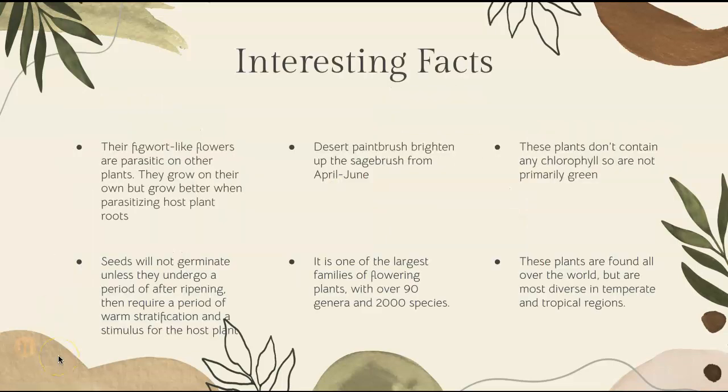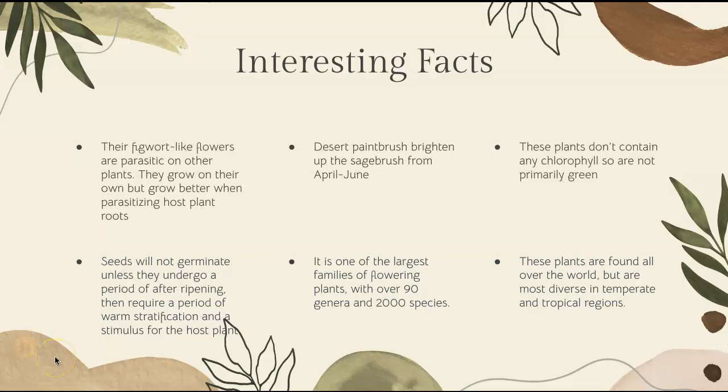Now we're going to dive into a couple of interesting facts about the Orobanchaceae family. First off, their figwort-like flowers are parasitic on other plants. They grow on their own, but grow better when parasitizing their host plant roots, which basically means that they can photosynthesize their own energy, but they can also steal nutrients and other important aspects from their host plant's roots, which really helps them grow.